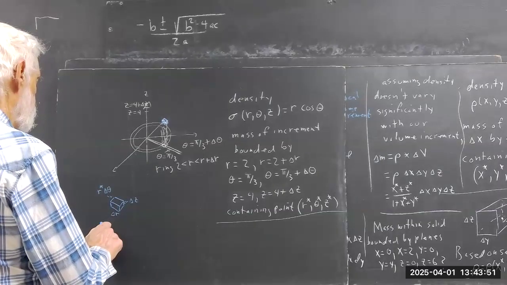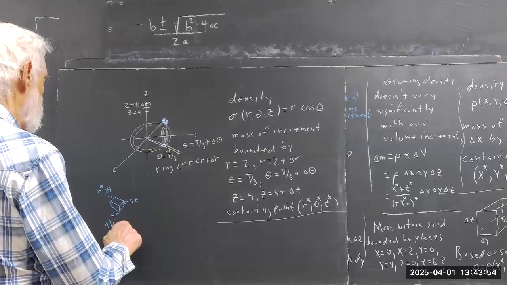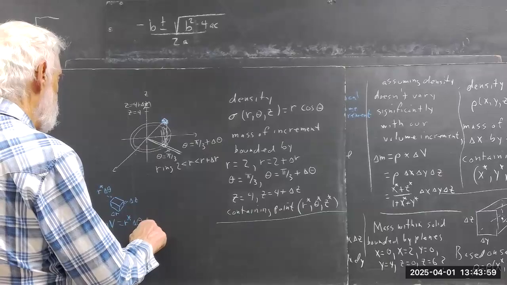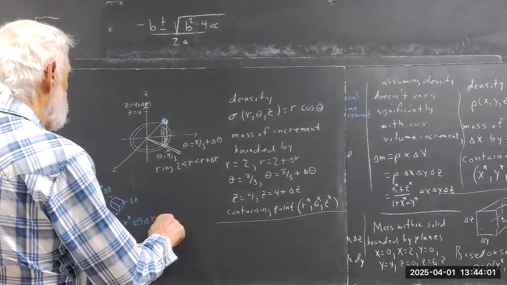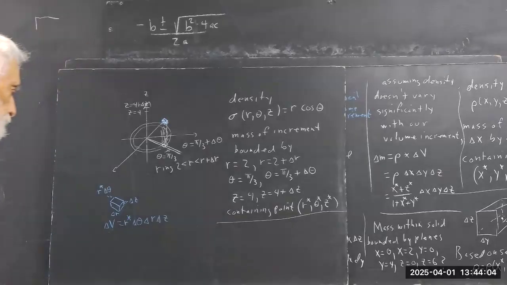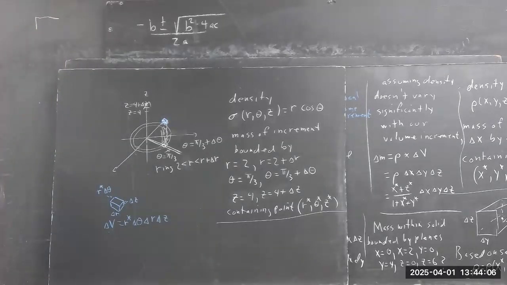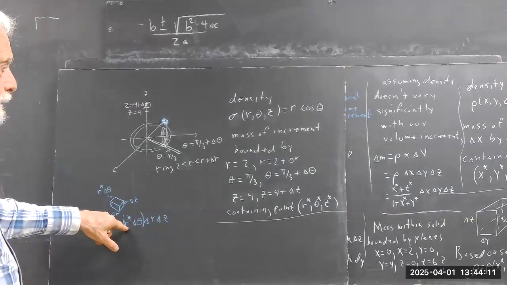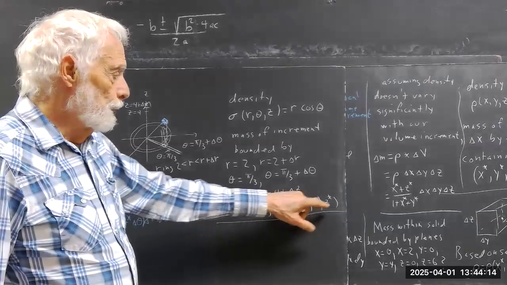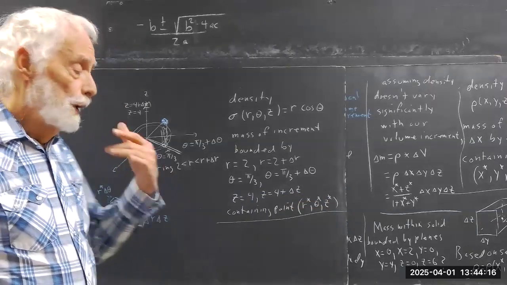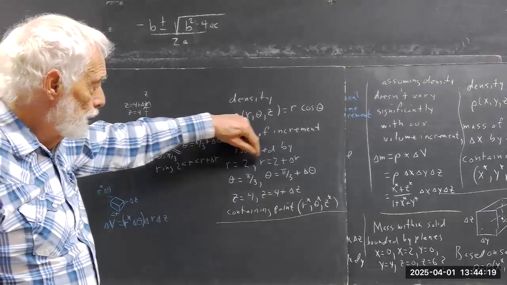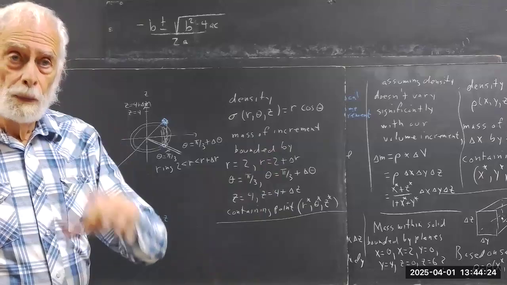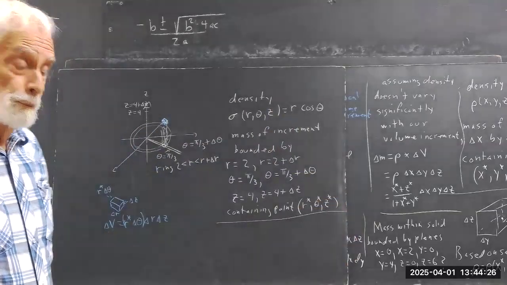So volume depends on your R star. Depends on your sample. None of this had anything to do with the 2 here, the pi over 3 here, or the 4 here. I just put those in there to make it concrete.